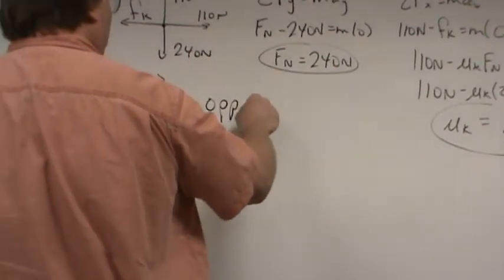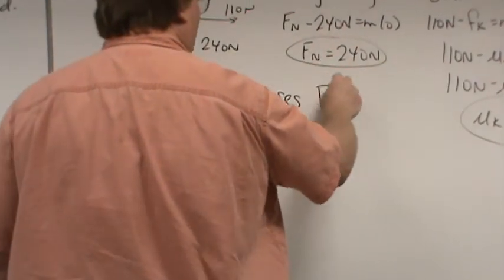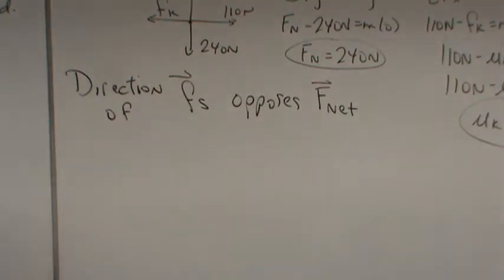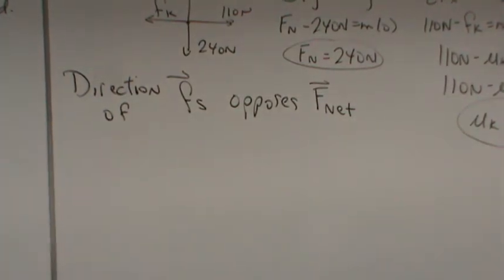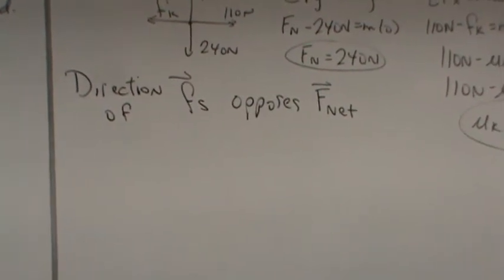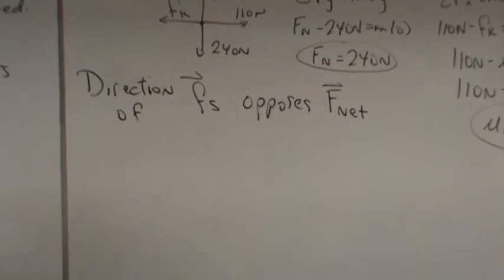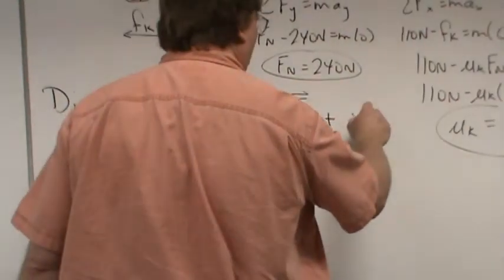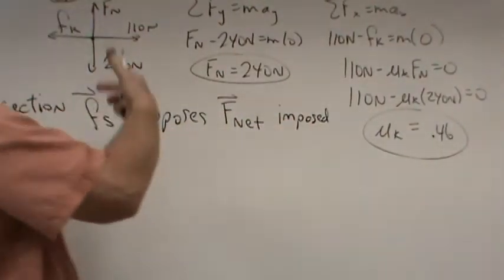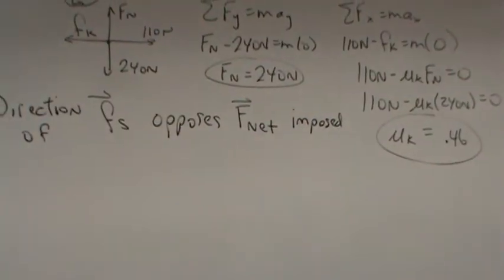So I want you to see the direction of the static friction opposes the direction of the net force acting on the object. Whatever the direction of the net force is, if it's not moving, then static friction must be opposing that direction of net force so that the total force is zero. So when I say net force, I mean the net force that's imposed on it, not counting friction force.